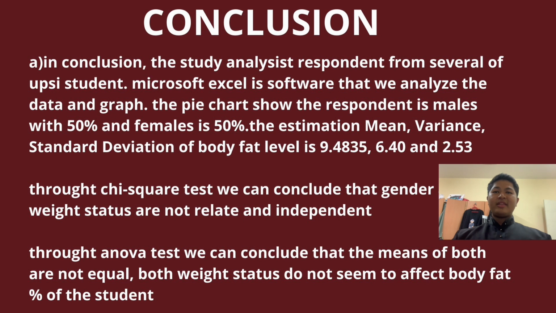Through the chi-square test, we can conclude that gender and weight status are not related and are independent. Through the ANOVA test, we can conclude that the means of both are not equal. Both weight statuses do not seem to affect the body fat percentage of the students.